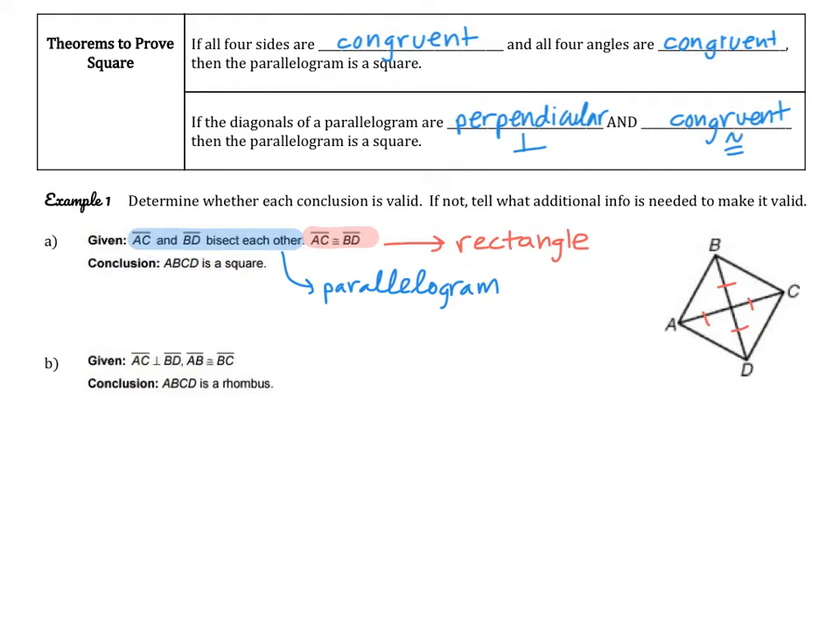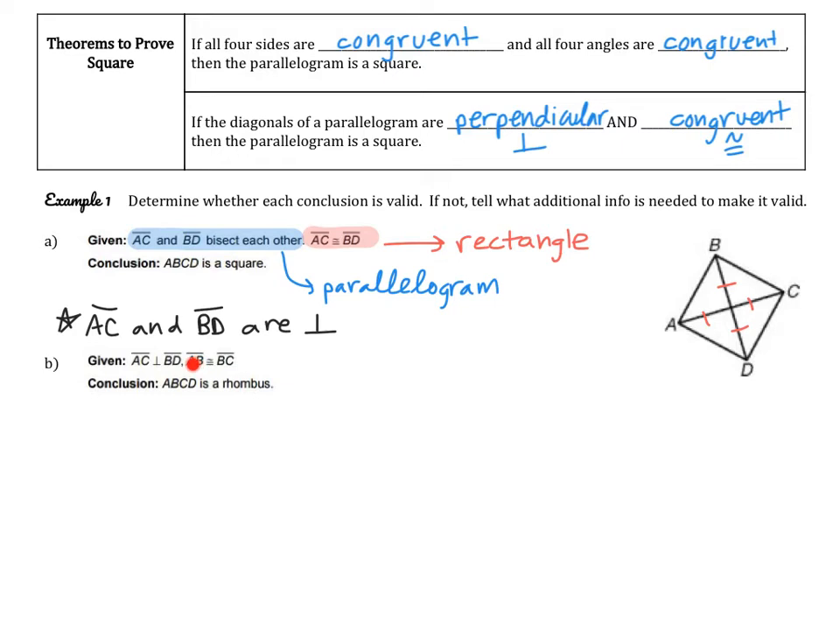So the information that's missing is that AC and BD are perpendicular. This fact is missing. So if we knew this fact, then we can conclude that it was a square.